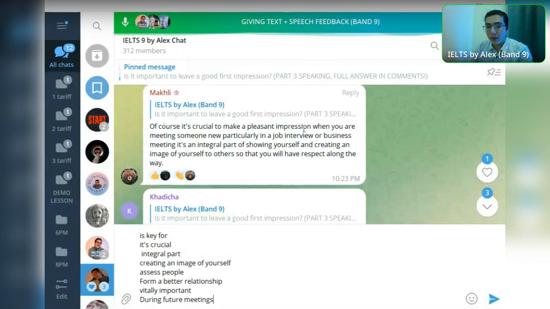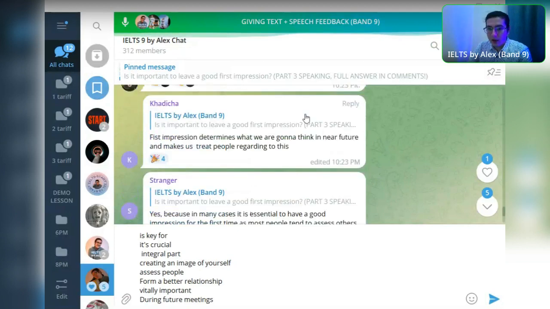Of course, it's crucial to make a pleasant impression when you're meeting someone new, particularly in a job interview or business meeting. It's an integral part of showing yourself, creating an image of yourself to others, so that you will have respect along the way. So this part right here, you will have respect along the way. I think you need to say whose respect, because just generally have respect along the way doesn't sound as good. So what I would say is you will receive respect from them through all of your communication along the way. That would be more formal, and sound a bit better. Yeah, let's move on. Next person, Hadija.